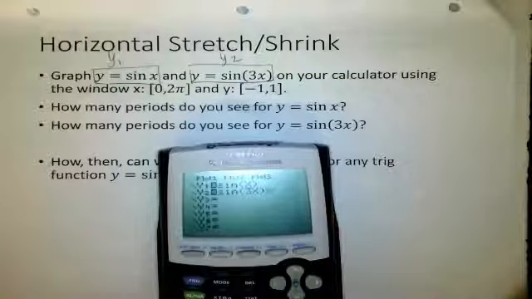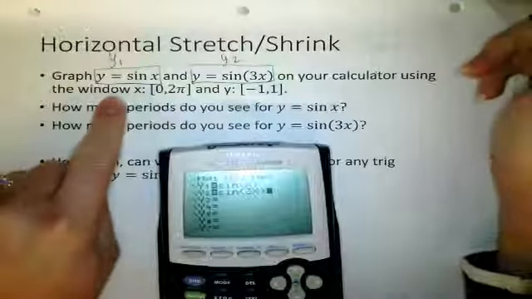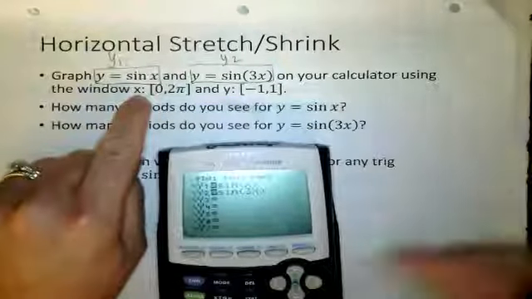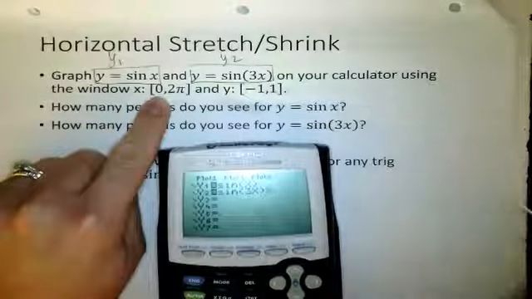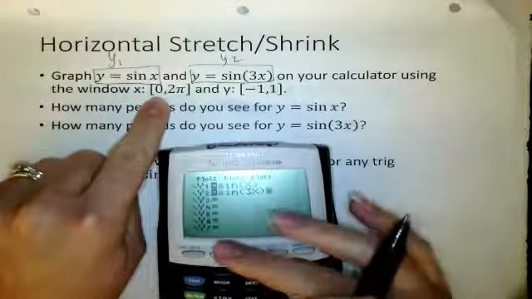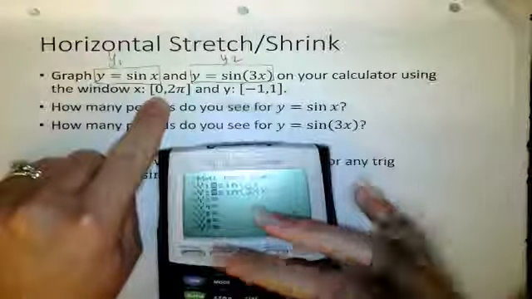And then I also want you to graph these using the window. So this is how we denote a change in the window. So in the x direction, we want to go from 0 to 2 pi. And in the y direction, we want to go from -1 to +1. So we're going to go to window. If you have a Casio, you're going to go to viewing window, V window.